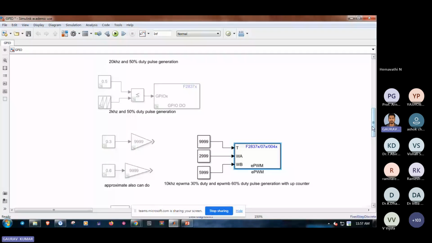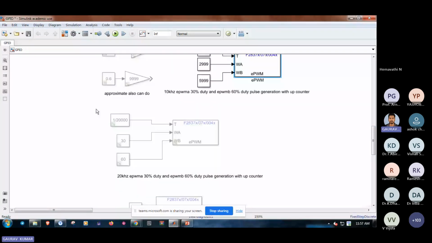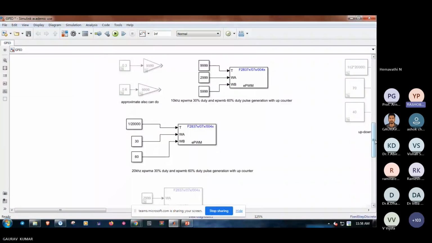And similarly, when we go for the percentage value, you just have to put it in terms of percentage, meaning duty cycle into 100. If you want to create 30% duty cycle, 0.3 into 100. 0.6 into 100 for 60% duty cycle for up count mode. Similarly, for up and down count mode, I can show you.